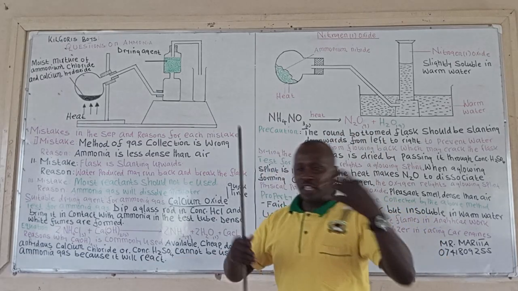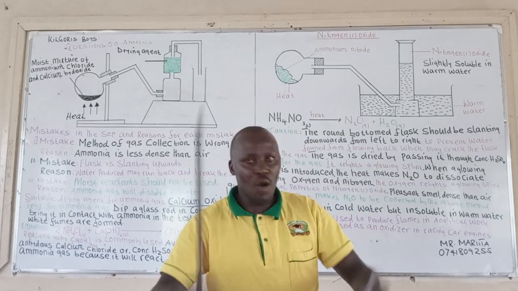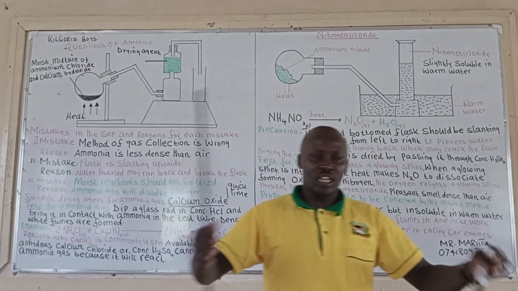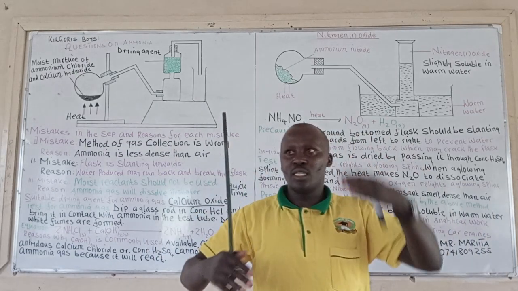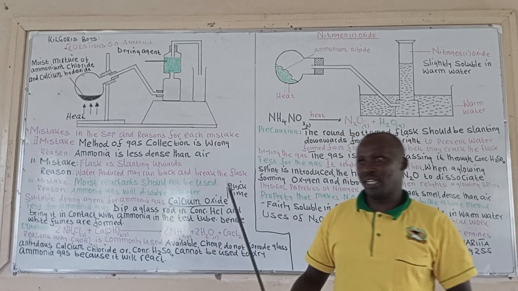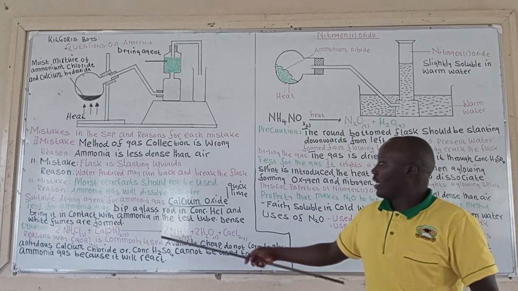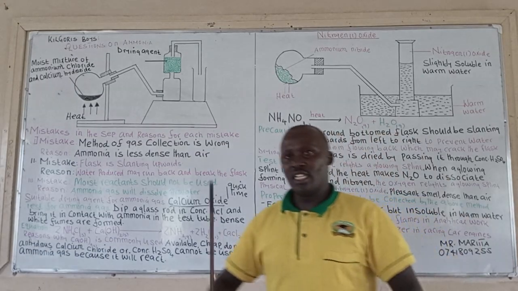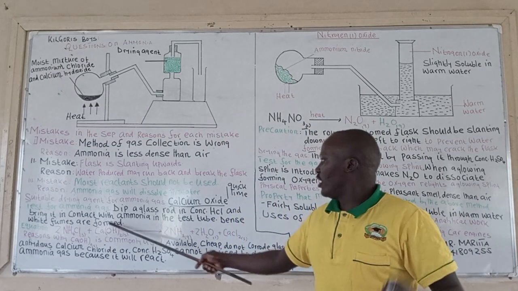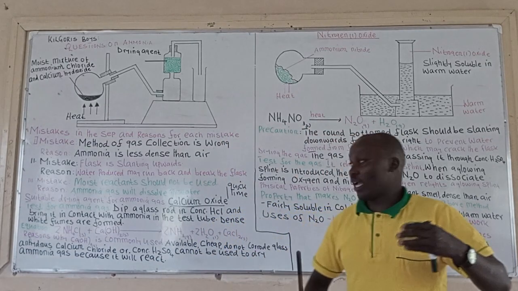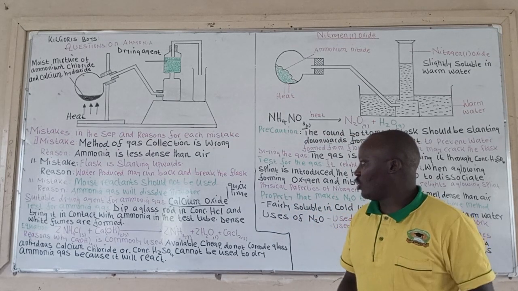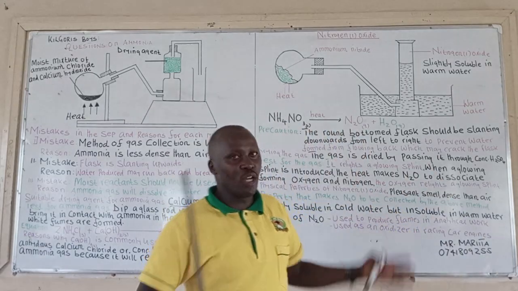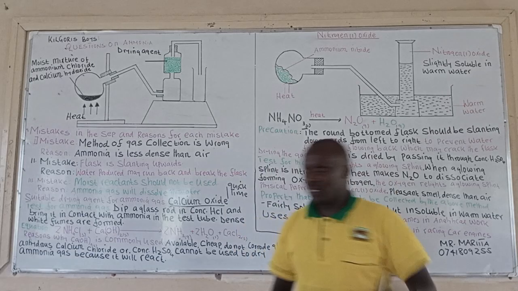Again, how do you test for ammonia gas? Describe how ammonia gas is tested. Ammonia gas reacts with concentrated hydrochloric acid to form dense white fumes. The procedure: you dip a glass rod into concentrated hydrochloric acid and bring it in contact with ammonia in the test tube. The observation is that dense white fumes are formed, and that confirms that the gas produced is ammonia.